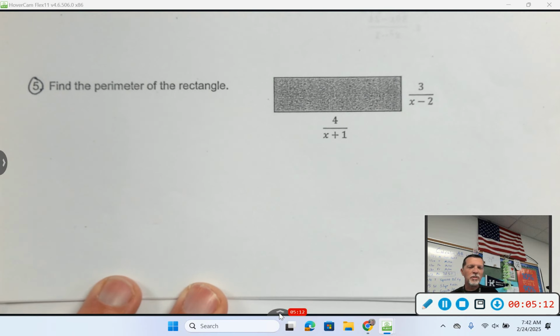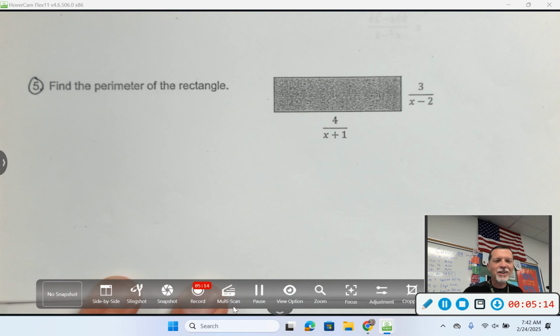How do we find the perimeter of a rectangle? Add up all the sides. Just a little geometry review here.